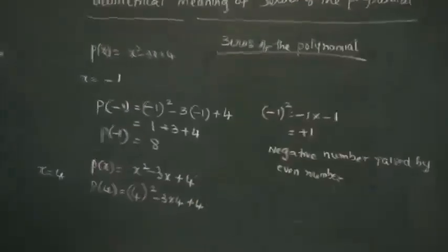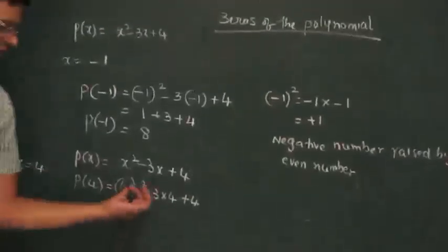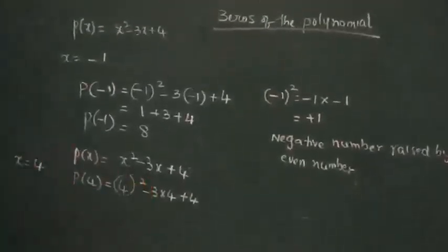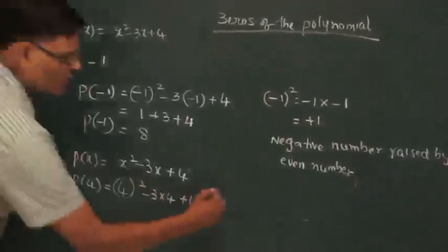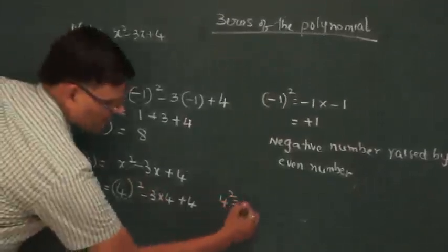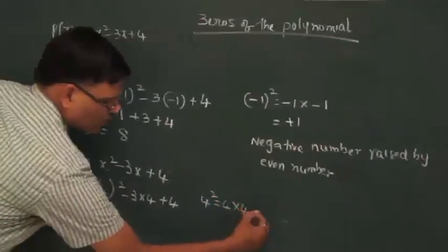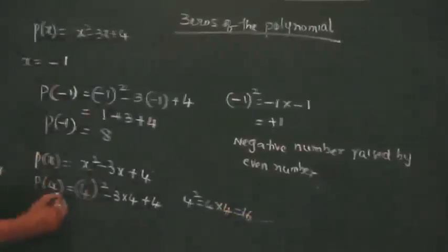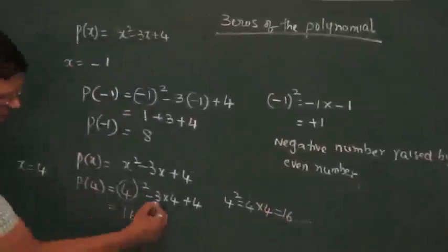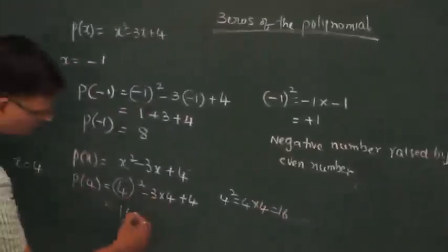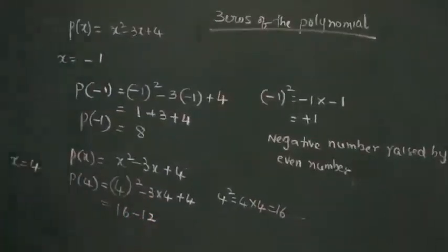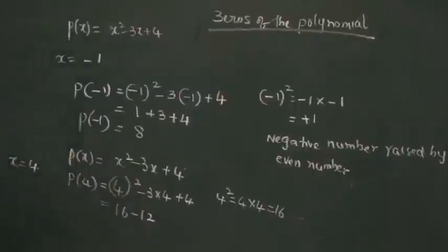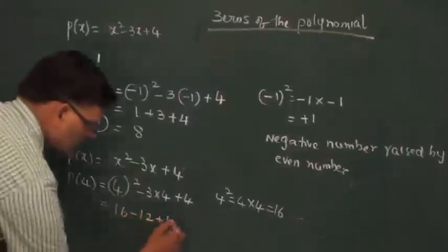What is the square of 4? 4 whole square is nothing but 4 multiplied 2 times. It means 4 square is equal to 4 into 4 is equal to 16. So here you will write the answer 16. Then minus 3 into 4 is 12, again plus 4.